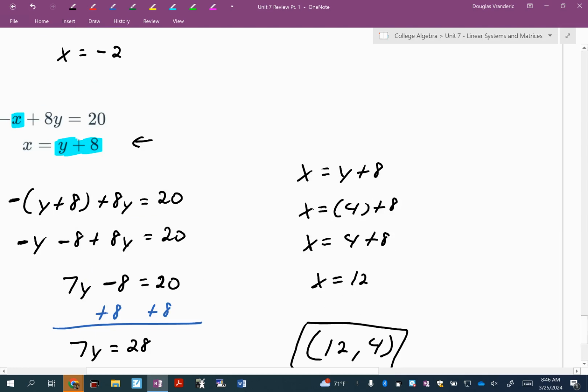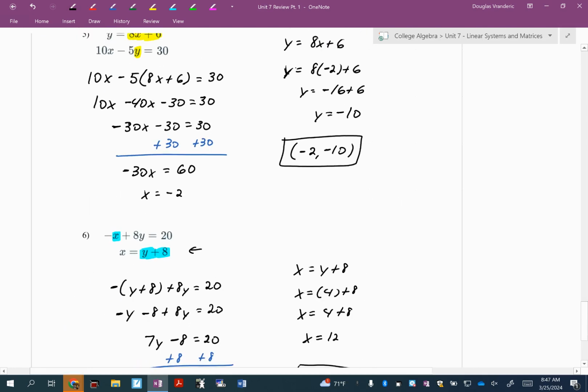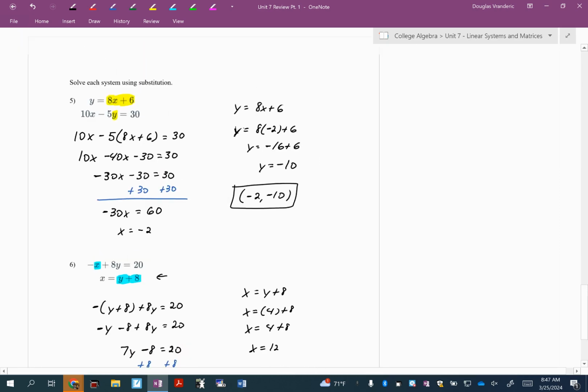All right, so that is it for substitution. Hopefully you know how to do all three of these: graphing, elimination, and substitution. All three will be on the test.